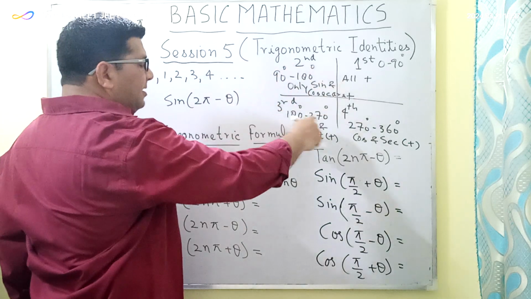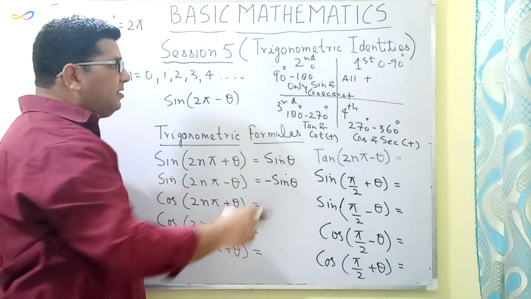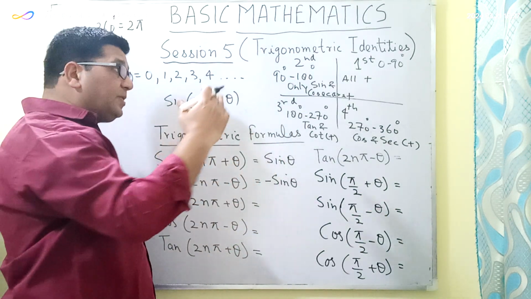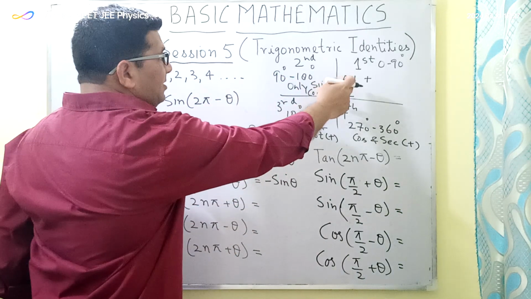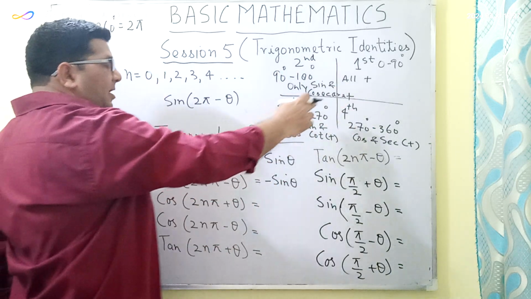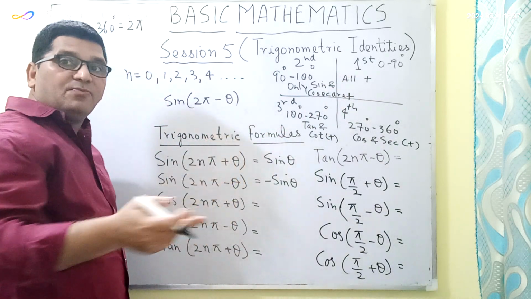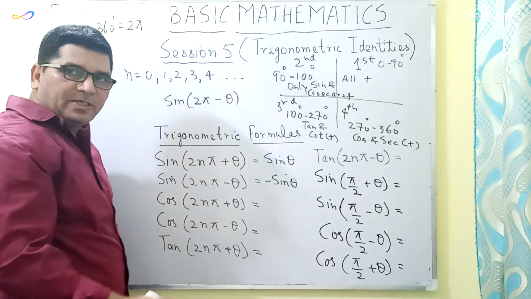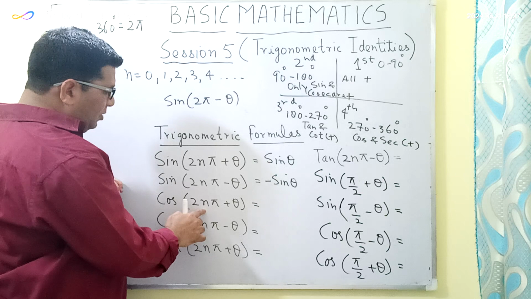You don't have to memorize the formulas. You only have to understand these 4 quadrants and which trigonometric ratios are positive in which quadrant. If you know the four quadrants, and at the same time you are aware of which trigonometric ratios are positive in which quadrant, then you can easily find the values of these trigonometric formulas without memorizing. Now cos 2n pi plus theta, with n equal to 1.